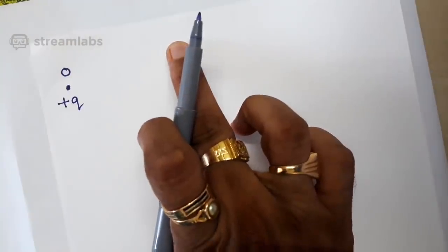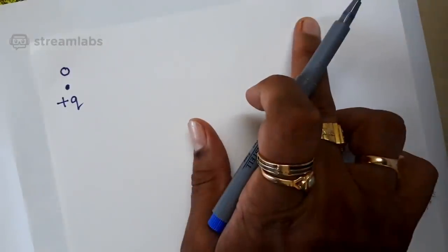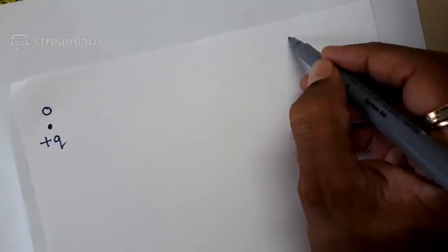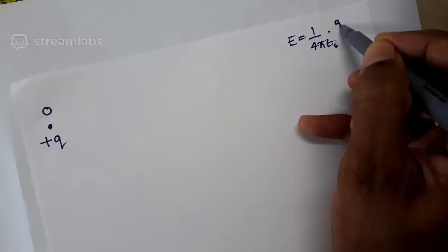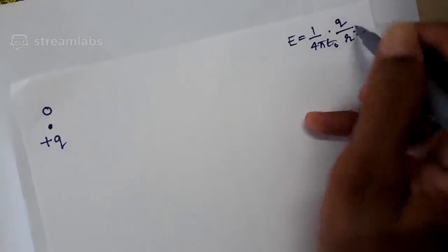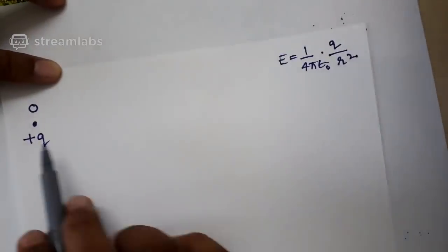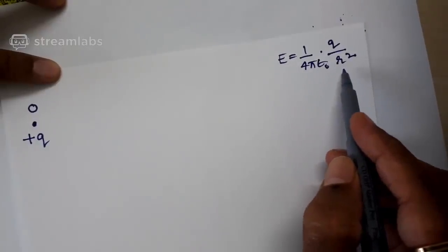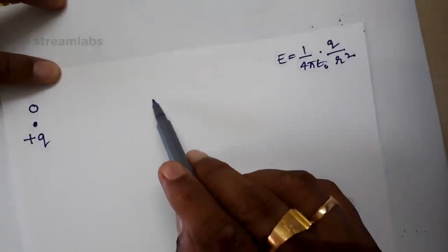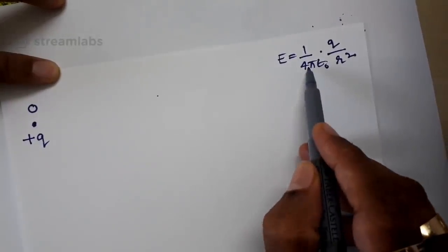Suppose I select 2 points here, point A here and point B here. At A and at B, electric fields are not the same, because you know the electric field at a point due to a point charge is given by the formula 1 by 4 pi epsilon naught into q by r square. This is the expression for the electric field at a point due to a point charge. It is clear from the equation that E is inversely proportional to the square of the distance. If I select 2 points A and B, electric fields are not the same in magnitude.